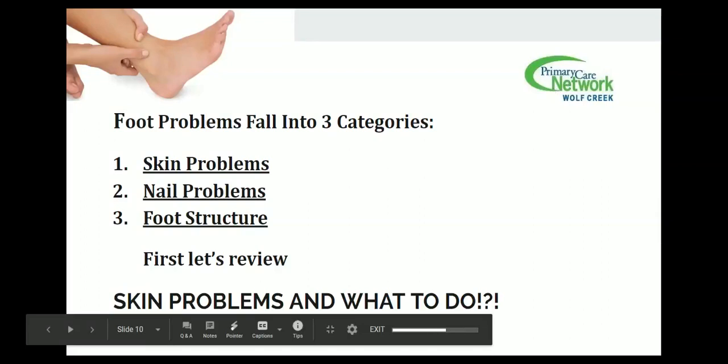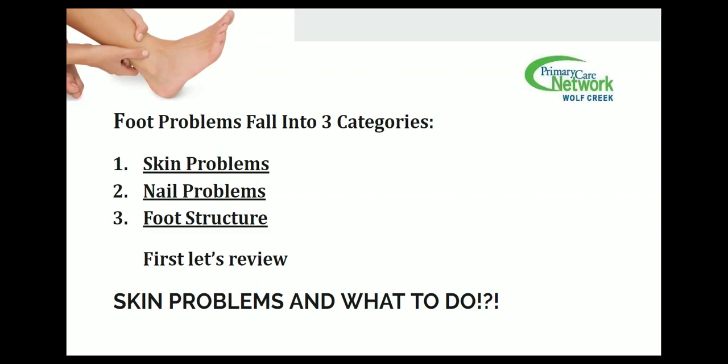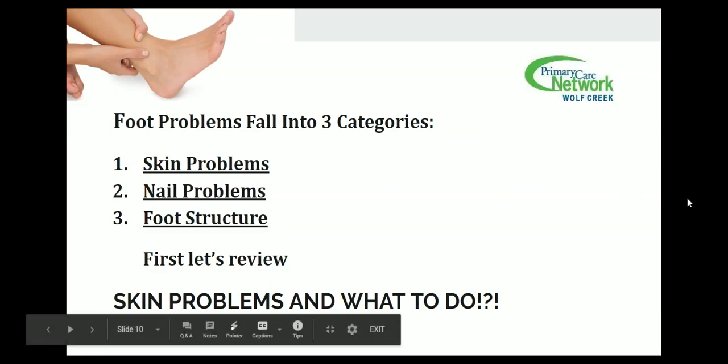Now we're going to talk about how foot problems fall into 3 categories. We have skin problems, nail problems, and foot structure problems. First, let's review skin problems and what to do.